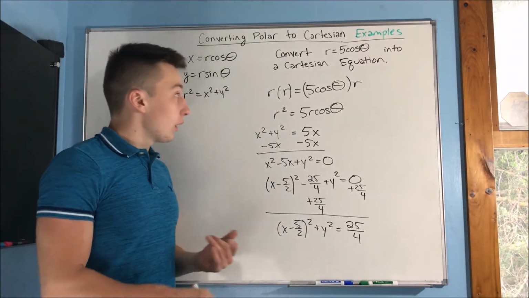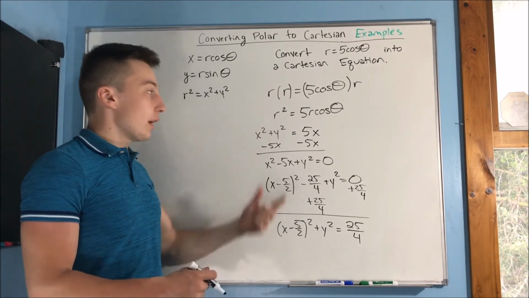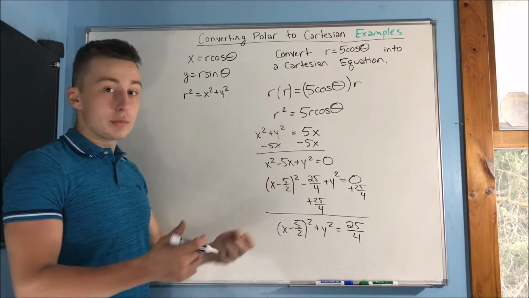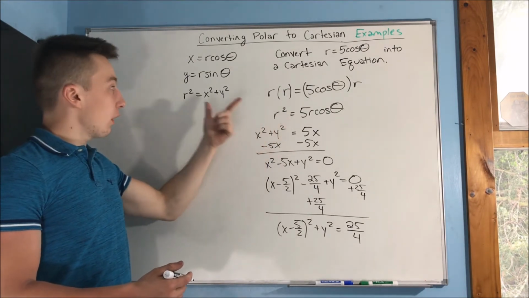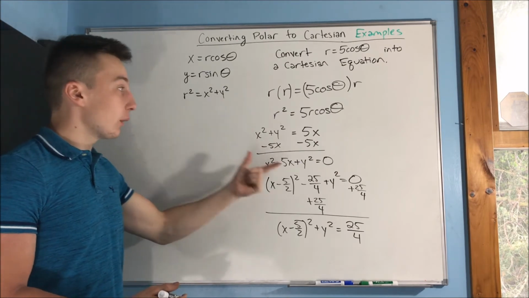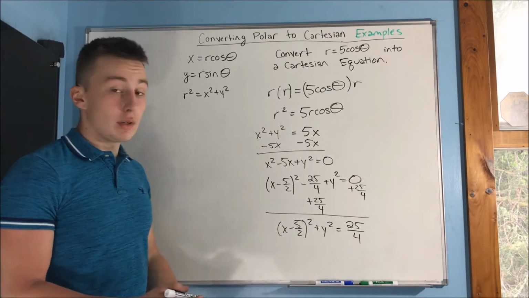Alright, so another little manipulation here, multiplying r on both sides. Okay, that gave us a lot of room to work with because we not only got that r squared on this side, which we know is x squared plus y squared, but we also got an r cosine theta, which we know, of course, is just going to be x.